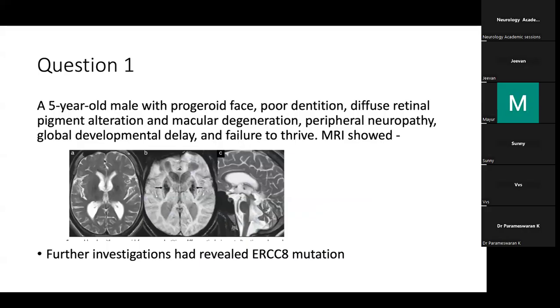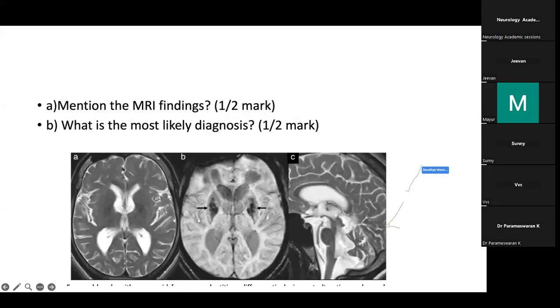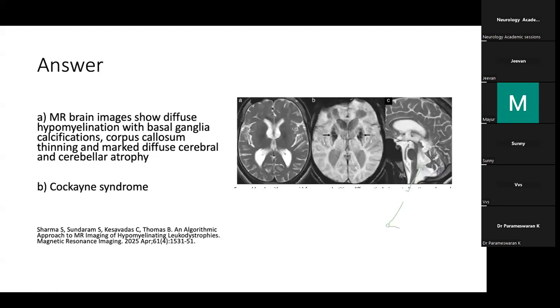Global developmental delay and failure to thrive. The question was to mention the MRI findings and a likely diagnosis. MRI brain image showed diffuse hypomyelination with basal ganglia calcifications, corpus callosum thinning, and marked diffuse cerebral and cerebellar atrophy. The diagnosis is Cockayne syndrome, and this was from the article published from Chitra.